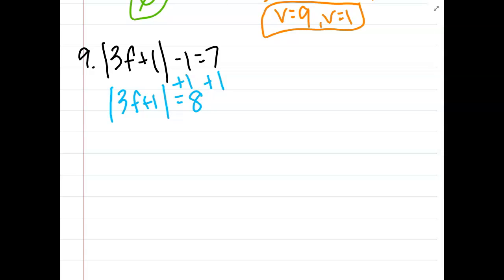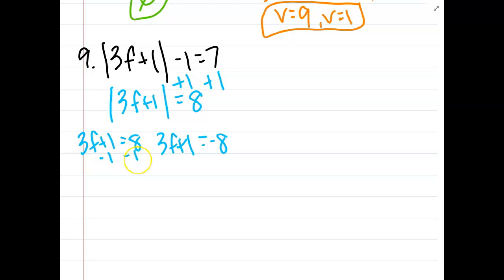Now, once you isolate the absolute value, okay, you're going to follow the same steps. And I know they're kind of tricky. It's kind of a lot of steps, but it's the same steps for every problem. Once you isolate the absolute value, you're ready to say, okay, what is 8 steps away from 0? 8 and negative 8. So you're going to do this every time. You're going to say equals 8, equals negative 8. And then whatever's inside here is what goes on the other side. 3f plus 1, 3f plus 1. And then you're ready to solve.